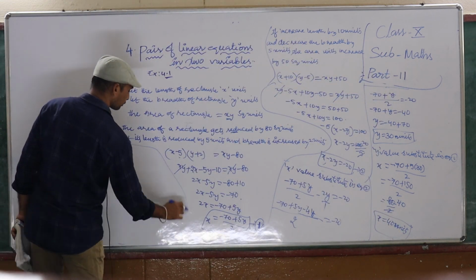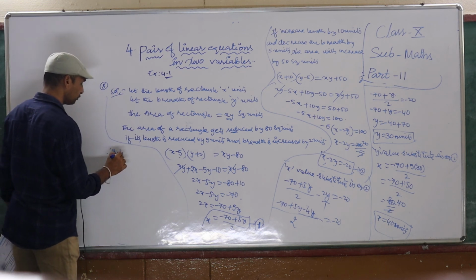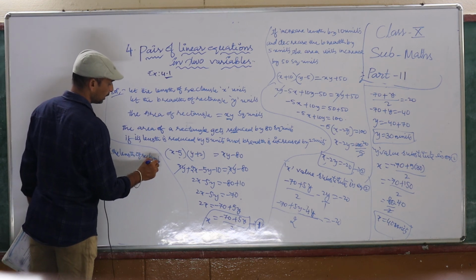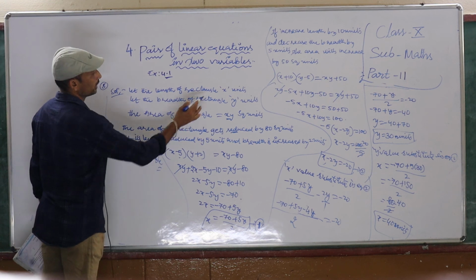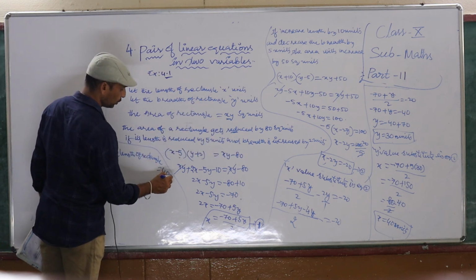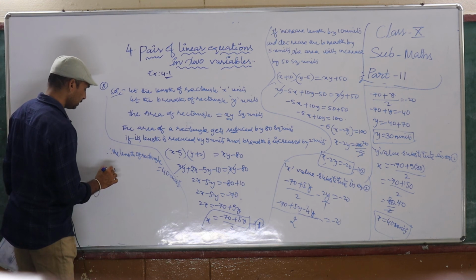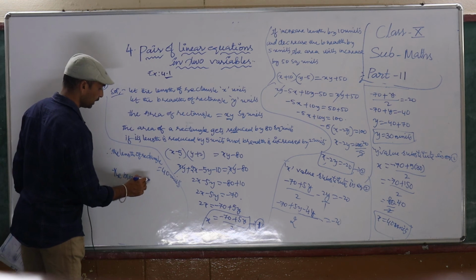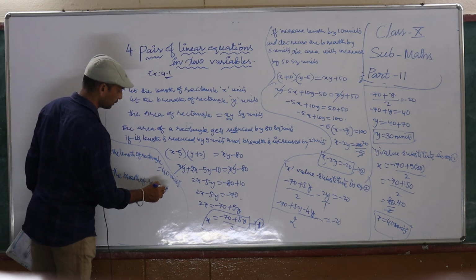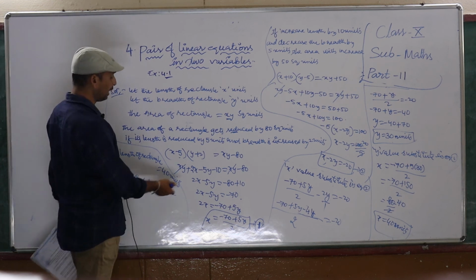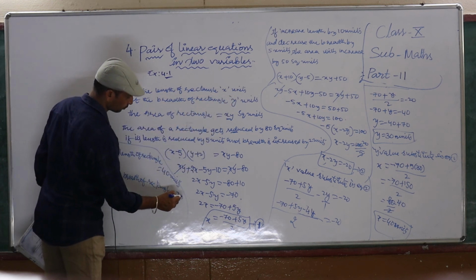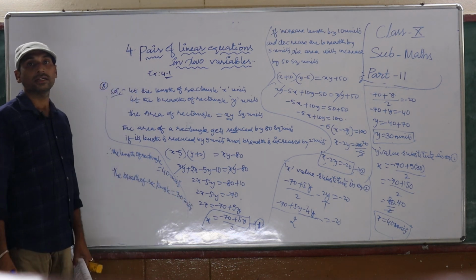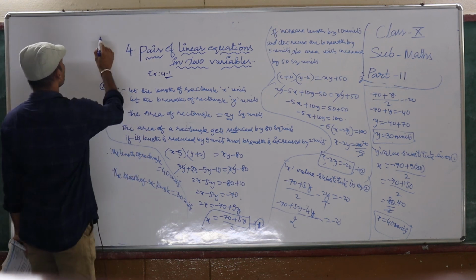Therefore, the length of rectangle is equal to, what is x? 40 units. Then the breadth of rectangle is equal to y value, how much? 30 units. 40 into 30 is the area. So 1200.